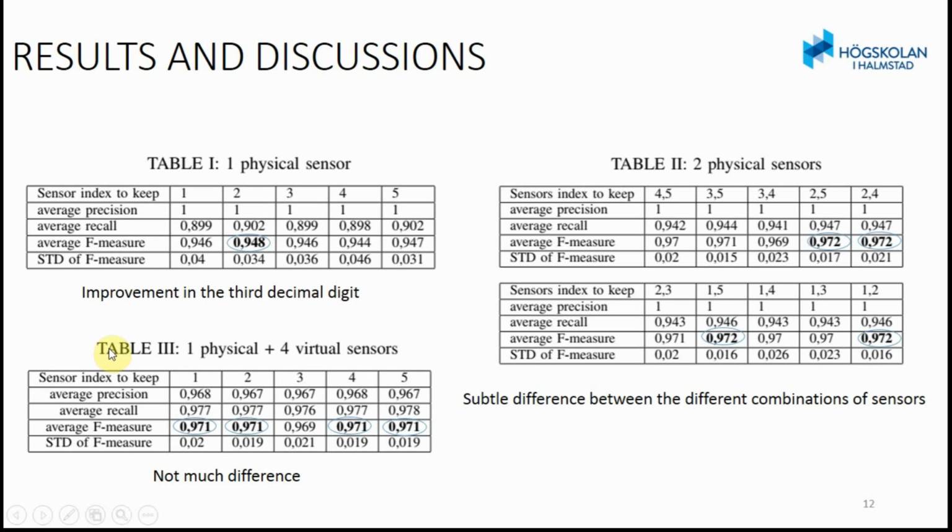And table 3 is one physical plus four virtual sensors. We have four combinations that have the best performance, but there is not much difference between pairs. And as you can see, the one physical plus four virtual result is near to the two physical sensor result.